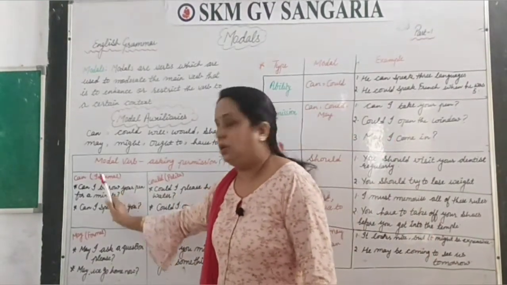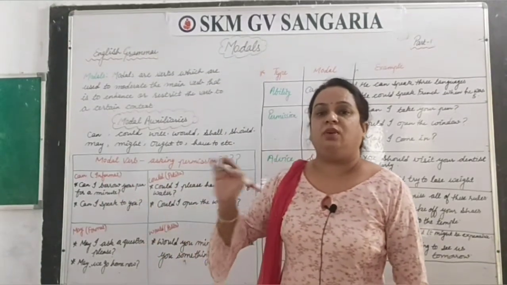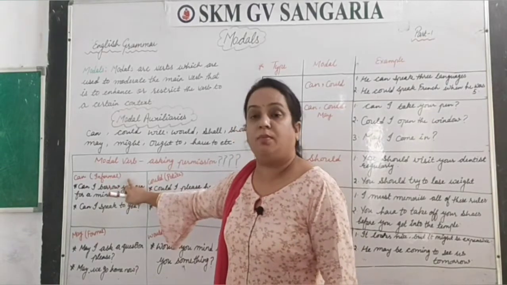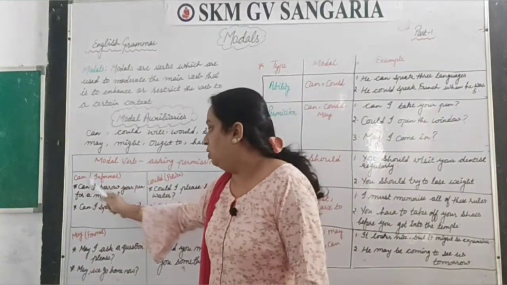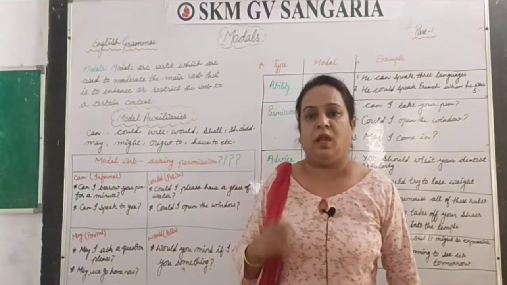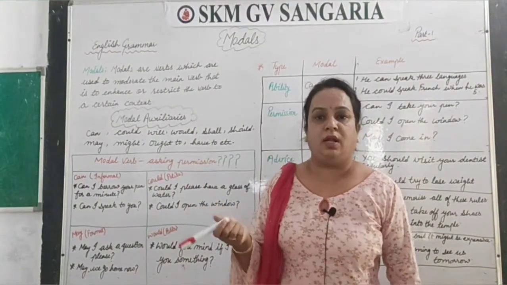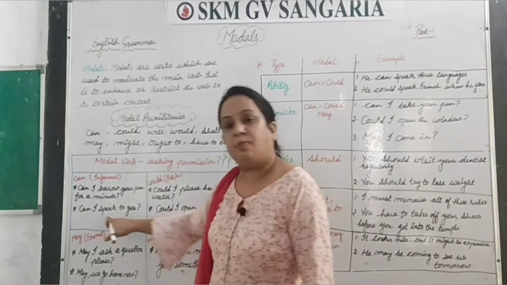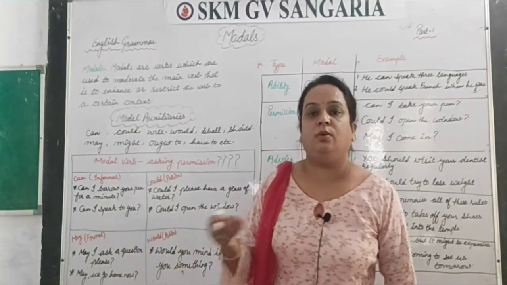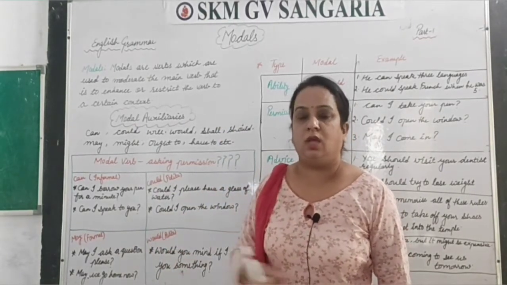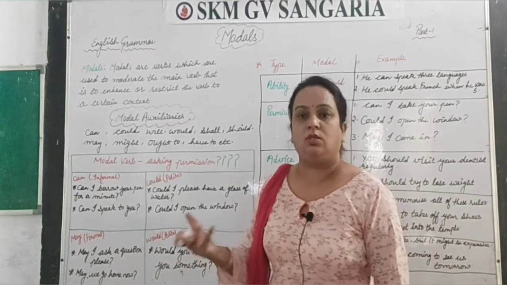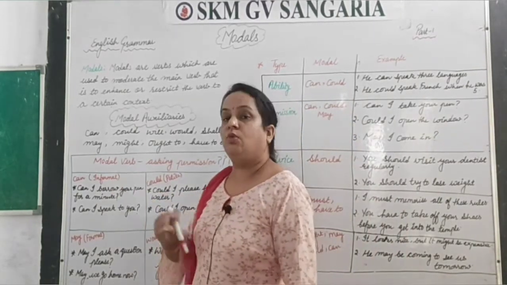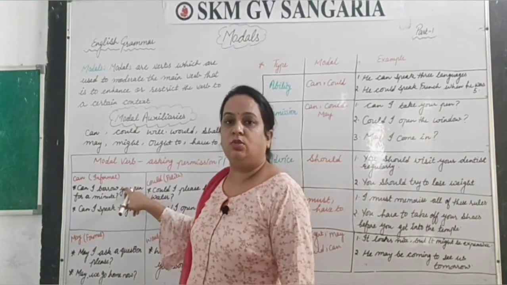One is can. If you want to give or seek informal permission, then you can say, can I borrow your pen for a minute, like to a friend, that is informal, right? Next, can I speak to you? Can I take your book? Can I have tiffin with you, or something like that. So that is informal. Clear? When there is no formality, there you have to use can.